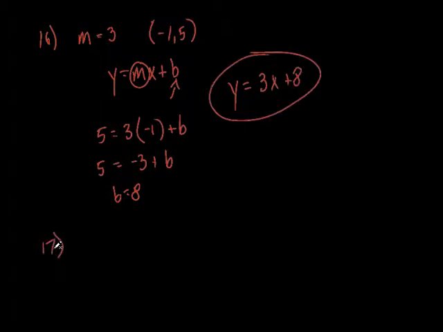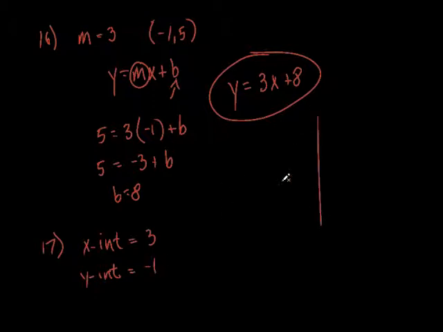Let's do number 17. Let's look at 17. They tell you the x-intercept. We've done these, but not that often. It is 3, and they tell you the y-intercept. And that's nice of them too, isn't it? Because they gave us half of it right there. They told us the b.